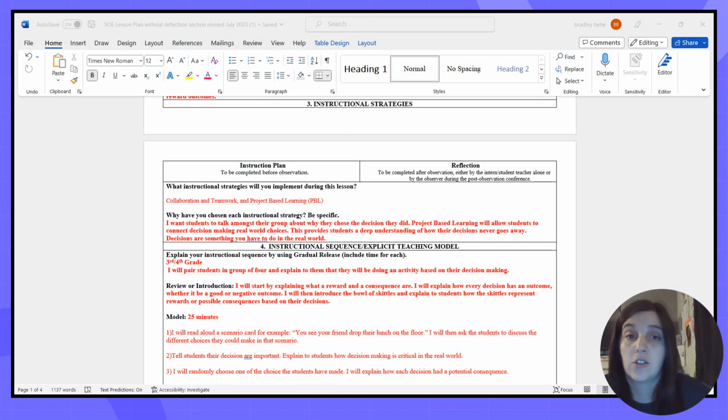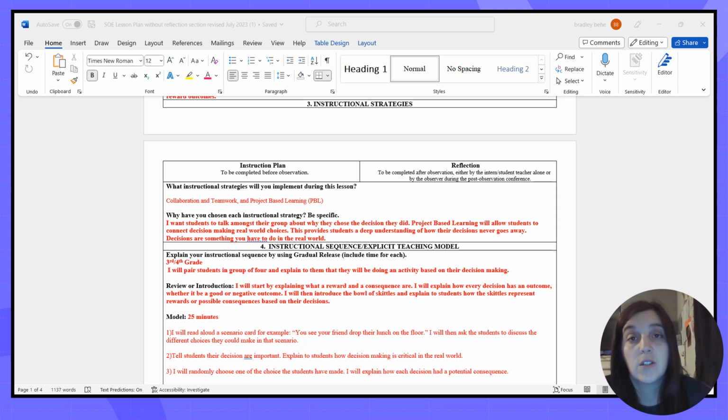My instructional strategies that I will be implementing during this lesson are collaboration and teamwork and project-based learning. I have chosen these instructional strategies for many reasons. I want students to talk amongst their group about why they chose the decision they did. That allows for collaboration and teamwork. Project-based learning will allow students to connect decision making to real world choices.